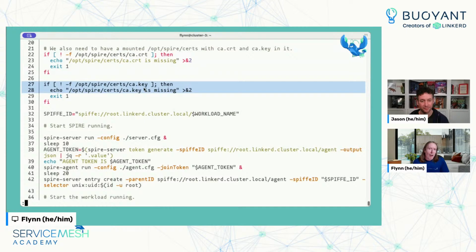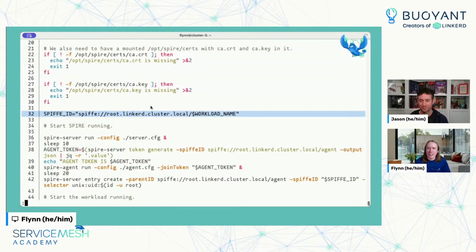Since we're doing this the wrong way, we're just going to require you to mount the private key of the trust anchor in your Docker container. The first time we did this, we actually copied it into the Docker image. That would be even worse. At least now we're mounting it into the container. So we use those to construct the SPIFFE ID that will belong to this workload.